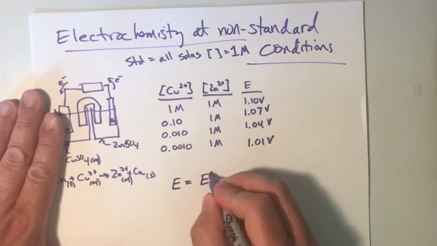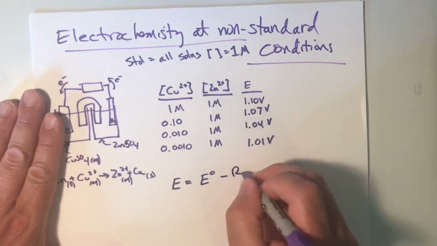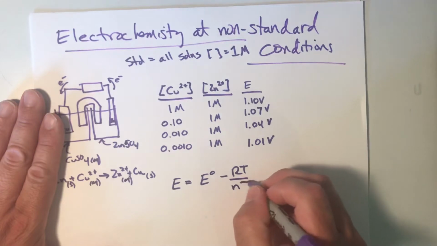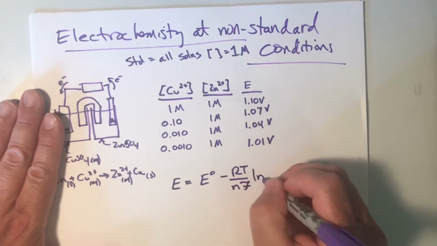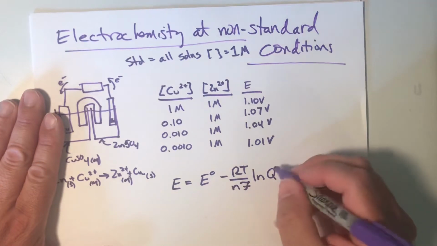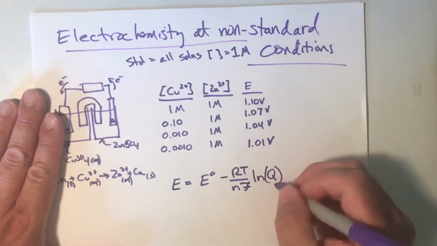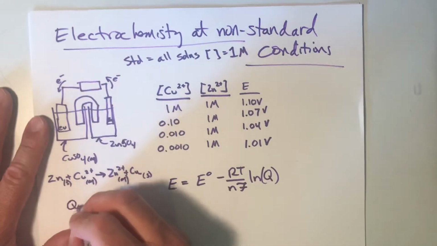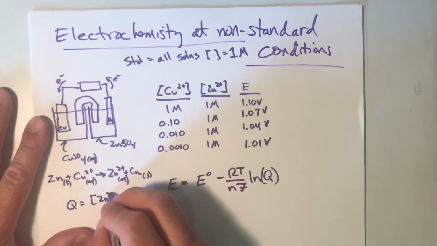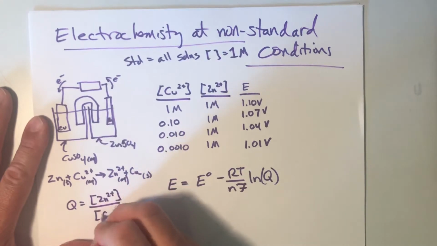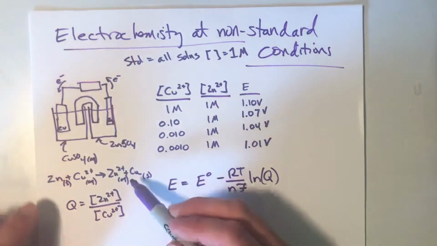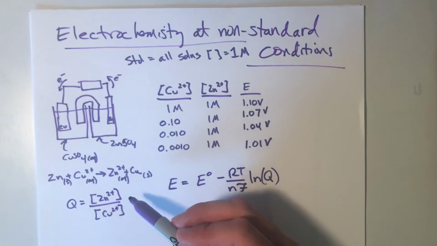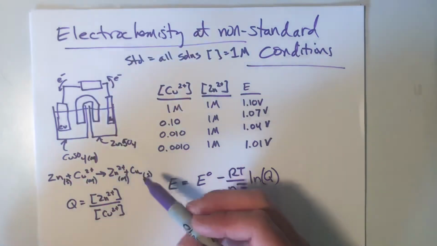It is going to be that E is equal to E naught minus R, the gas law constant, times temperature, over n, the number of electrons transferred, times F, Faraday's constant, times the natural log of Q. Q is our old friend from equilibrium, which is products over reactants, the same expression as K. In the case of this reaction here, Q would be the zinc ion concentration over the copper ion concentration. Again, remembering that zinc solid and copper solid have an effective concentration of 1, as we call it, because they don't change over the course of the reaction.